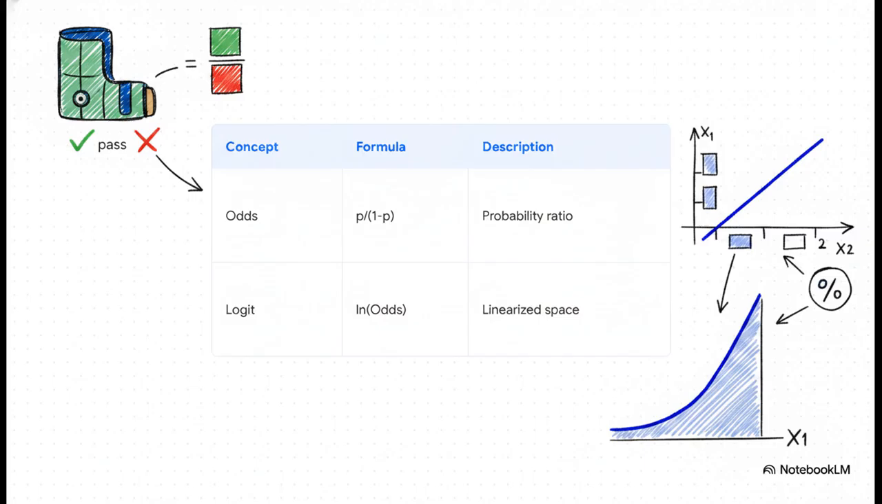Then, the logit transformation takes the natural log of those odds. And this is the magic of logistic regression right here. In this logarithmic space, the relationship to our variables becomes perfectly linear again. This mathematical space allows our algorithm to learn linear relationships from our manufacturing variables, which are then mapped right back to a probability via that sigmoid curve.